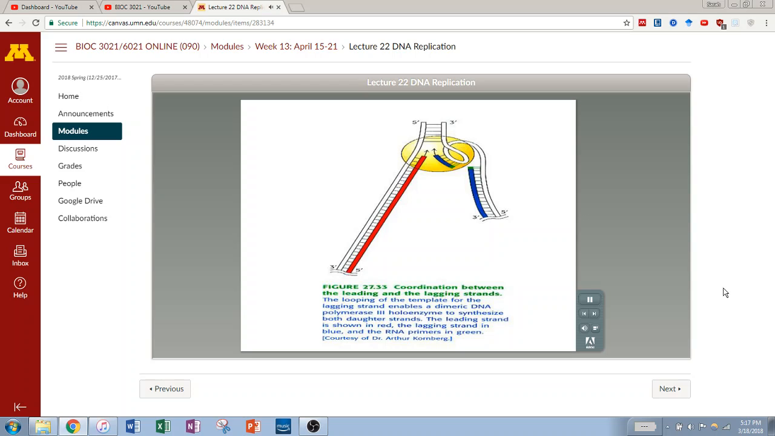The dimeric DNA polymerase III can replicate both strands simultaneously because the lagging DNA strand loops around and presents itself to the polymerase in the same orientation as the leading strand. That is, the polymerase reads the parental DNA in the 3' to 5' direction and creates the new strand of DNA in the 5' to 3' direction.